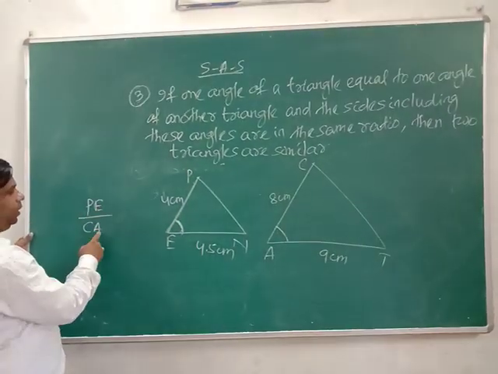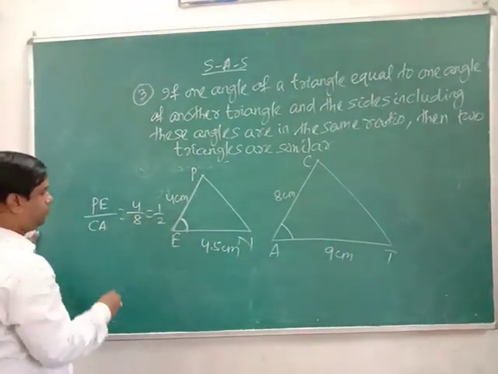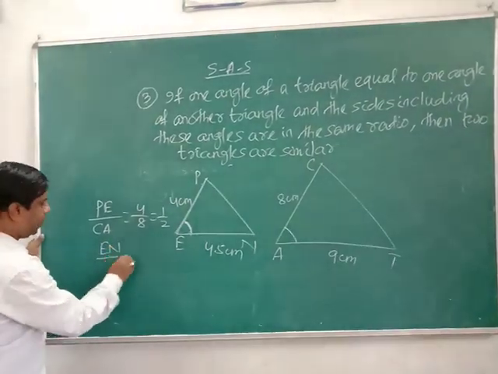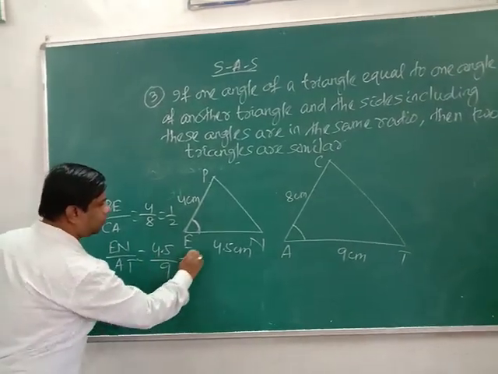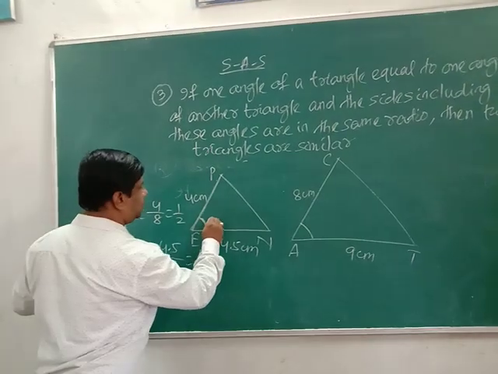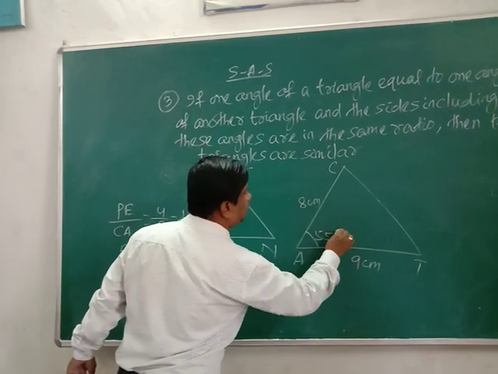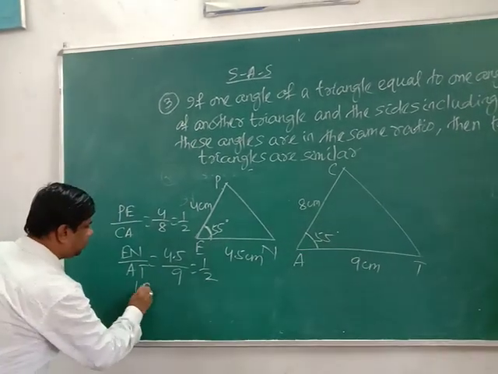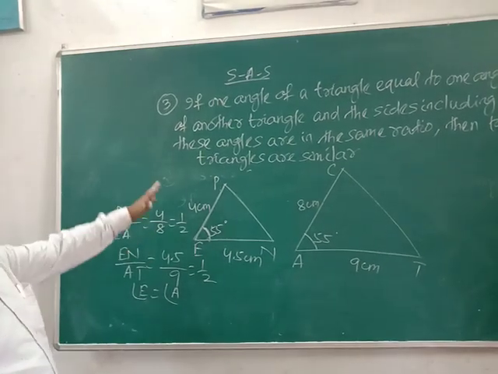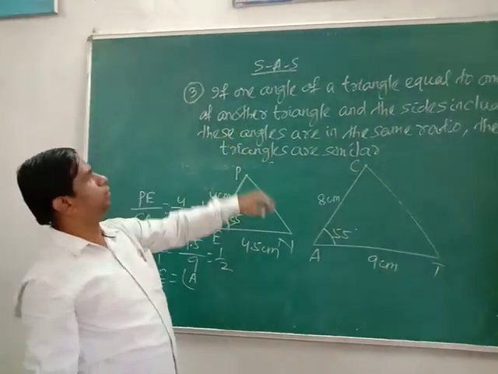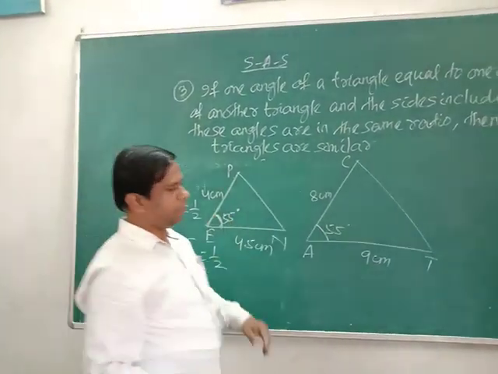So PE upon CA is equal to 4/8, that is 1/2. EN upon AD, that is 4.5 upon 9, that is also 1/2. And angle E, suppose this is 55 degree and this is also 55 degree. Angle E is equal to angle A. So these two triangles will be similar because of this third criteria, that is side angle side. Did you understand?